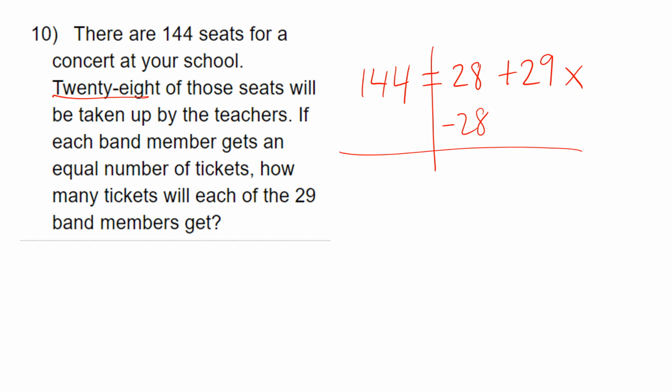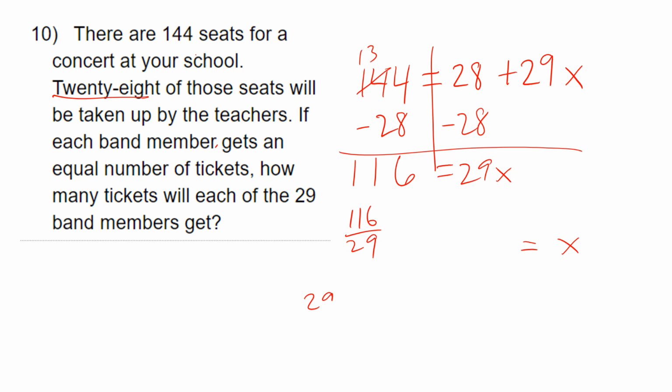So you solve this equation. Subtract 28. You're trying to get x by itself. So I subtract 28, and 144 minus 28. That's going to be 6, and this is 13. Oh, no, yeah, 13. So that's 1 and 1. 116 equals 29x. So 116 divided by 29. 29 into 116.